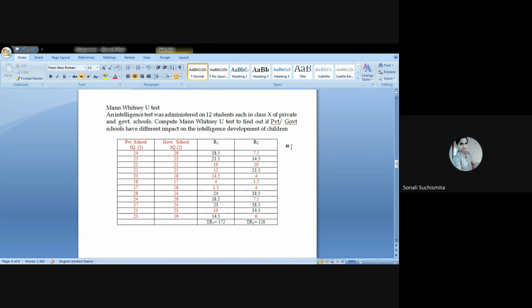Private. Private has 172 and the other has 128, which means the claim that private schools have better facilities for intelligence development is right.